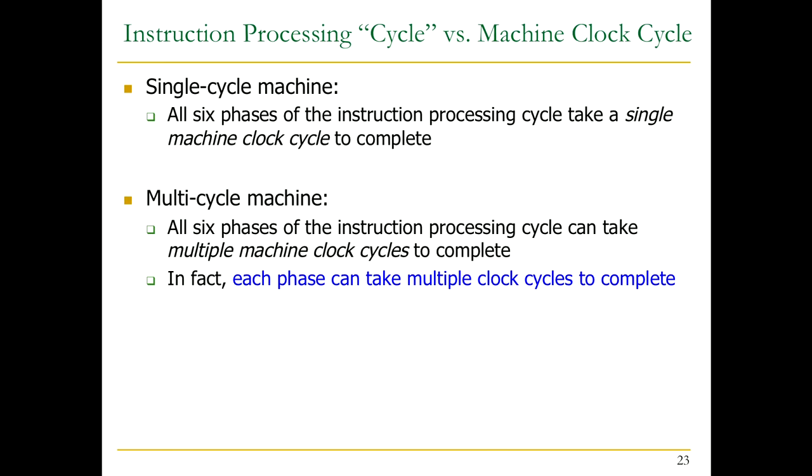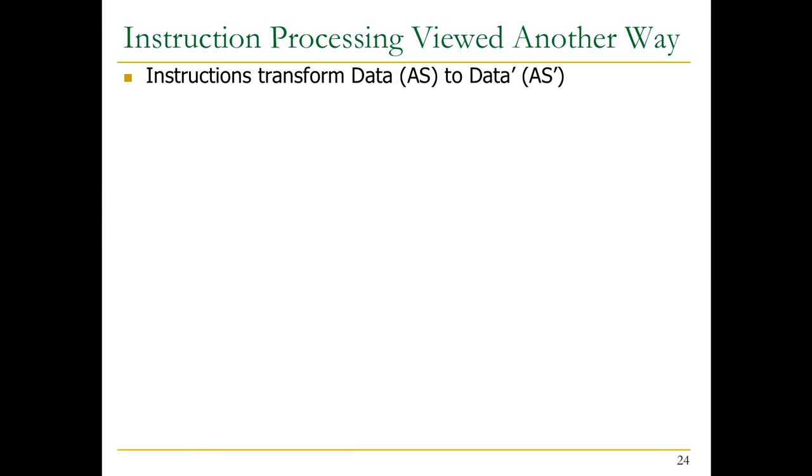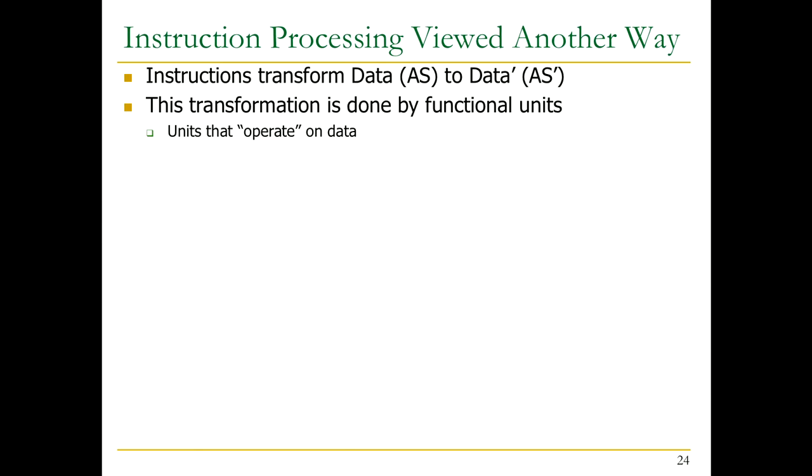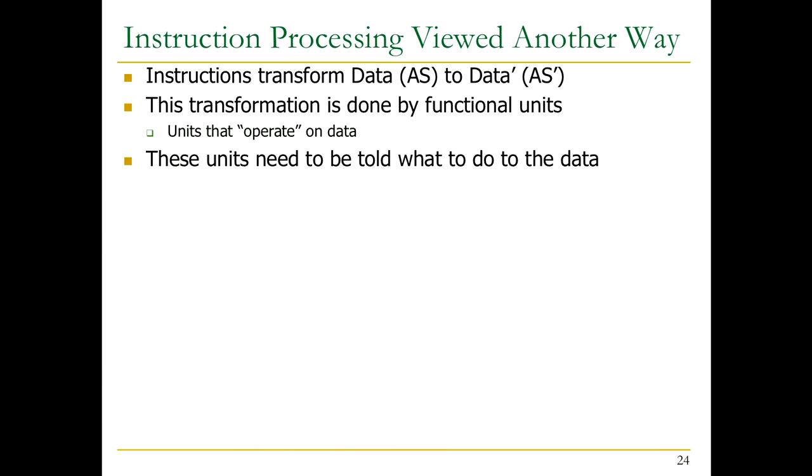So in a single cycle machine, all 6 phases require a single machine clock cycle to complete. But in a multi-cycle machine, you can have multiple clock cycles. And each phase, in fact, can take multiple clock cycles to complete. Well, let me finish this one also.